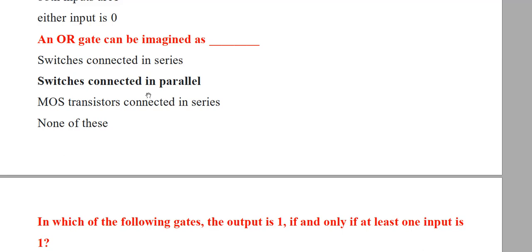Now one thing you have observed: if any of the inputs is 1, then the output is 1. So for an OR gate, for the output to be high, at least one input should be high. For the 0 1, 1 0 and 1 1 cases, at least one input is high. At least means a minimum of one input should be high. So if any one input is high, then the output is high. For a parallel kind of combination, the same thing works.